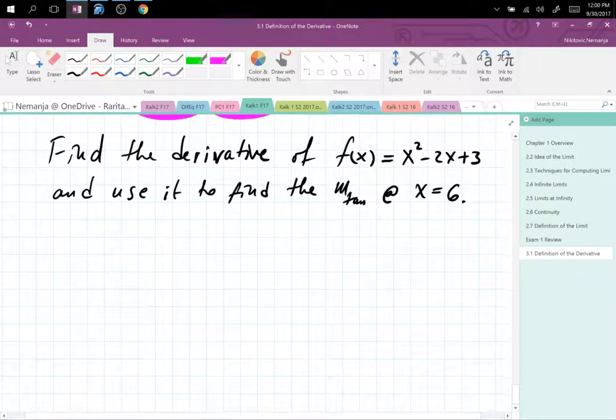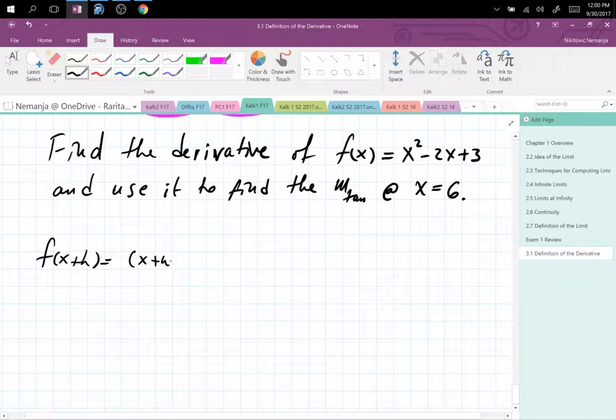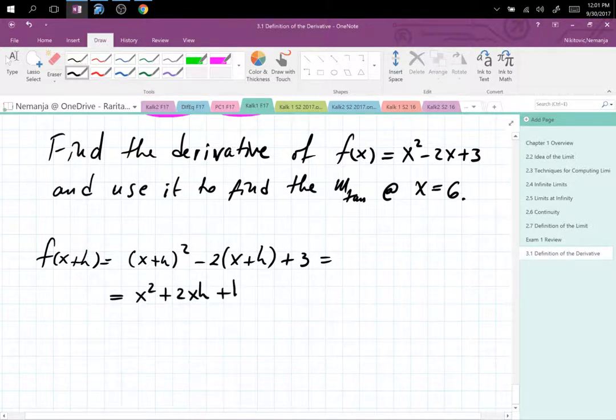Let's take a look. If it's going to help, create f of x plus h on the side first, and then plug everything in. So f of x plus h is going to be x plus h squared minus 2 times x plus h plus 3. So we are replacing every x of the original function with x plus h. And then follow the algebra. We have x squared plus 2xh plus h squared minus 2x minus 2h plus 3.